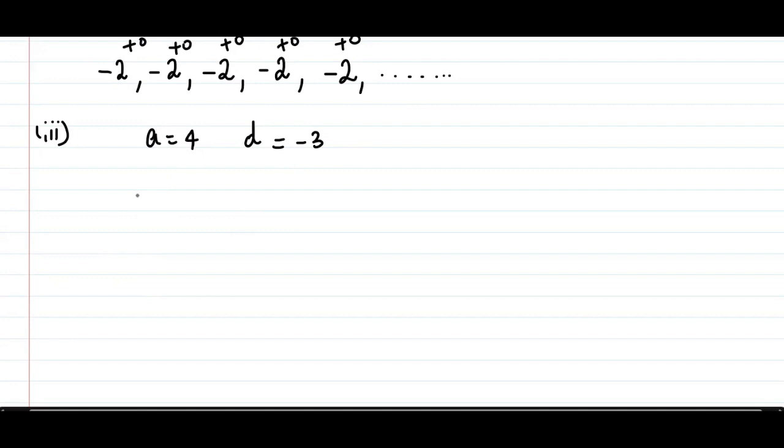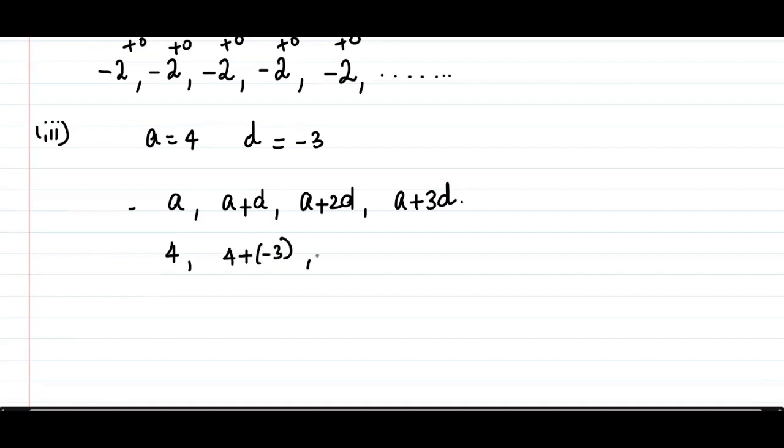Now, how do I find this one? Actually, we can use the same method like how we used for the previous one, or we can use the general form of an AP. Now, what is the general form of an AP? So, the general form of an AP is A, then A plus D, A plus 2D, A plus 3D, and so on. Now, let's say what is A here. So, A will be 4. Okay. Now, A plus D, that is A will be 4 and D is -3. So, 4 plus -3. Okay. Then 4 plus 2 times -3. Then again for the fourth term, it will be 4 plus 3 times -3.